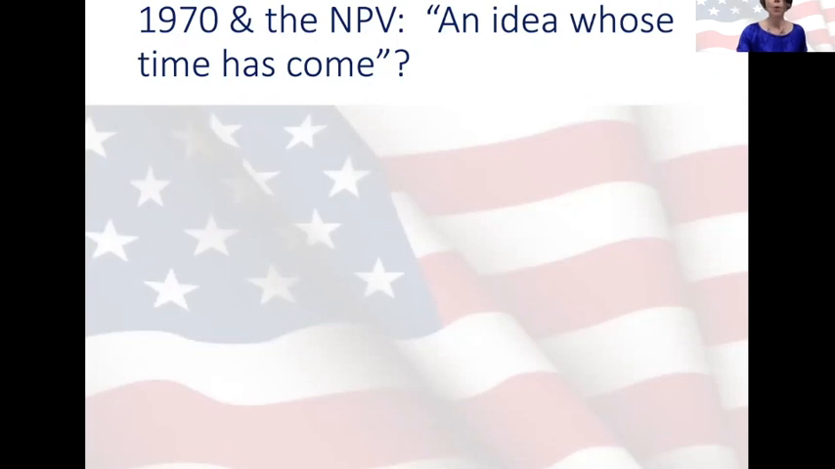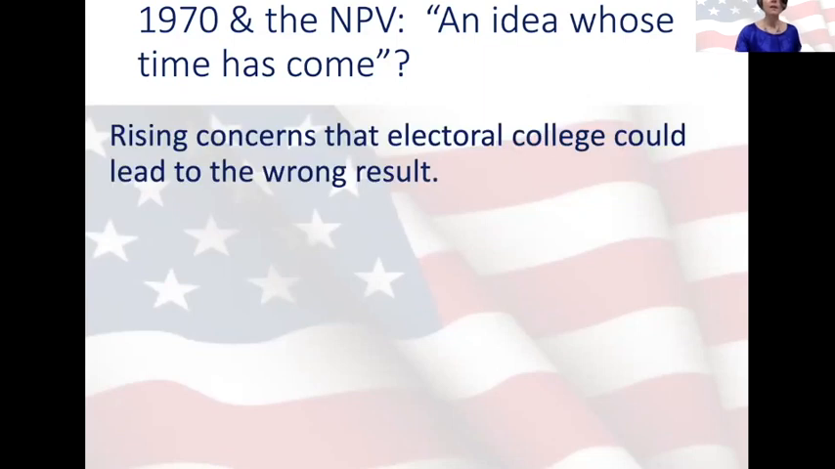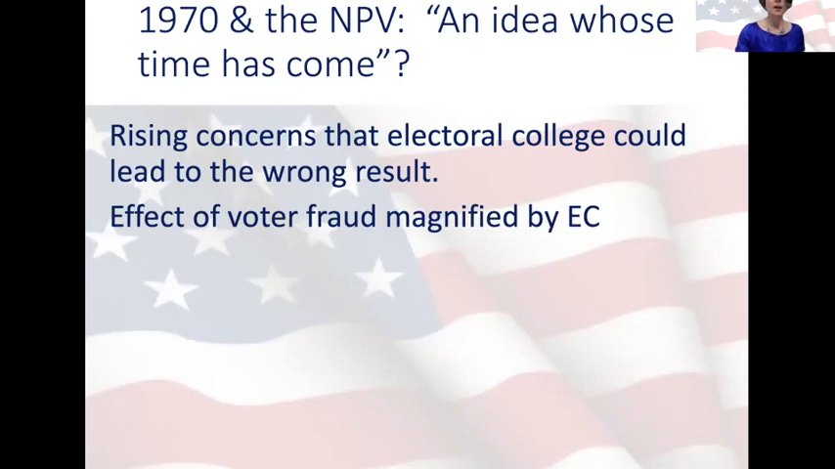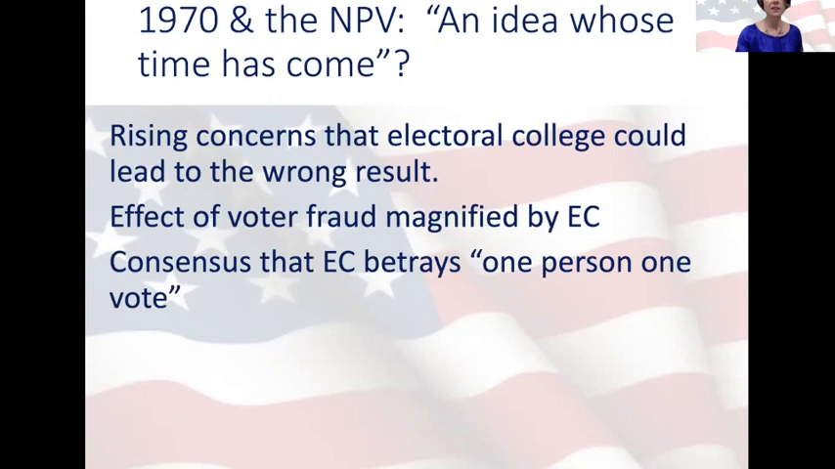The idea that we should replace the Electoral College with the national popular vote was led by rising concerns that the Electoral College could lead to the wrong result. That hadn't happened since 1888, but some very close elections and the splintering of the Democratic Party with the Dixiecrats led to concerns that that could happen. The 1960 election made apparent that the Electoral College actually magnified the problem of voter fraud because it's easier to steal one state than it is to steal 50 states.